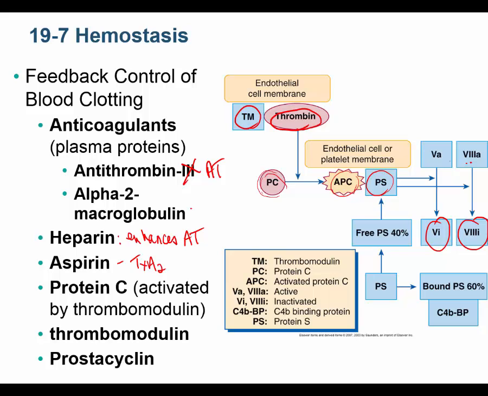Now here's the catch. Protein S, very little, only 40% of it floats around free. And you can see that right here, 40% floats around free. The rest is bound to this complement 4B binding protein. C stands for complement. We're going to talk about complement later. The complement 4B binding protein binds the majority of protein S. The free protein S floating around is available to make a protein C, protein S complex.